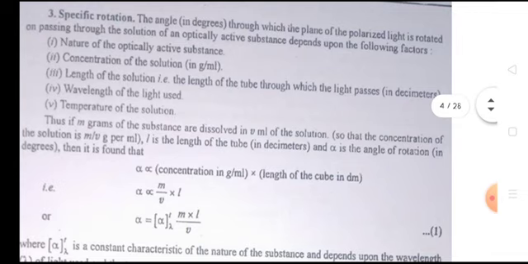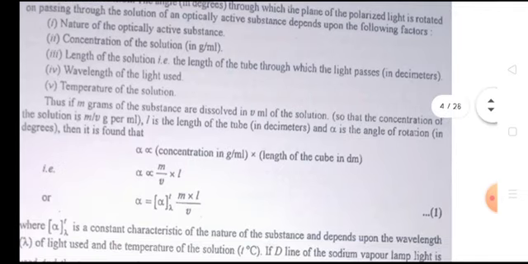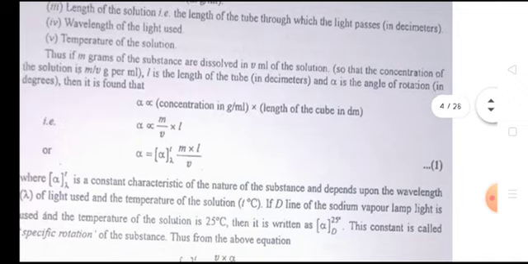Third, specific rotation. The angle through which the plane of polarized light is rotated on passing through the solution of an optically active substance depends upon two factors. First, the nature of the optically active substance. Second, concentration of the solution, length of the solution, wavelength of light used, and temperature of the solution.